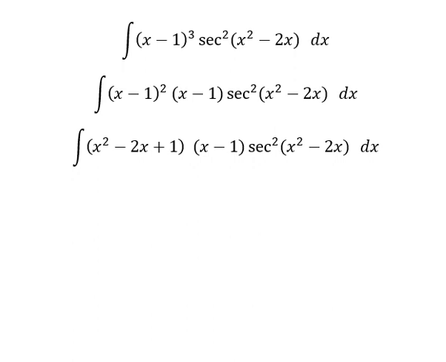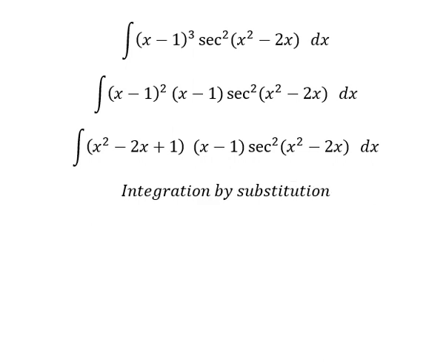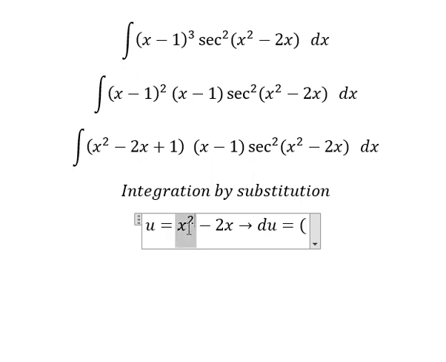Next, we can use integration by substitution. So I will put u equals s squared minus 2s. After that, we need to first take the derivative of both sides. This one we have 2s. This one we have number 1.